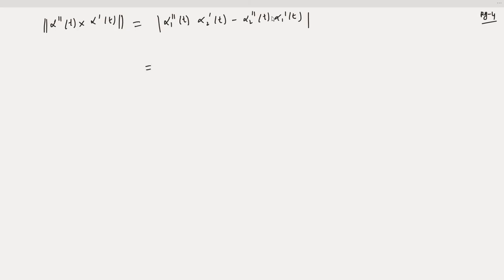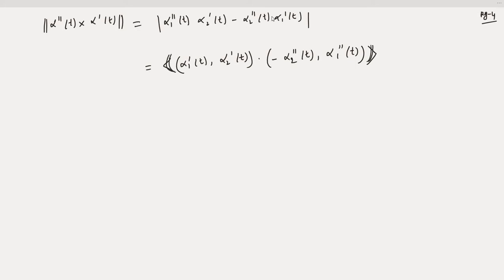Well, this is equal to, you may write, alpha 1 prime of t comma alpha 2 prime of t, dot product with minus alpha 2 double prime of t comma alpha 1 double prime of t, and this is a dot product.